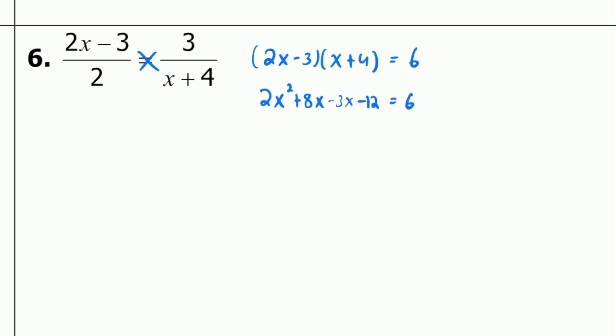And then I can do two things. I can combine these two terms here as well as subtract the 6. So then in total, that would give me 2x squared plus 5x minus 18 is equal to 0. So if I ever get a case where I get a quadratic or something like that, I am going to go ahead and set it equal to 0. And then I'm going to factor it, and I'll see what two solutions I end up getting.